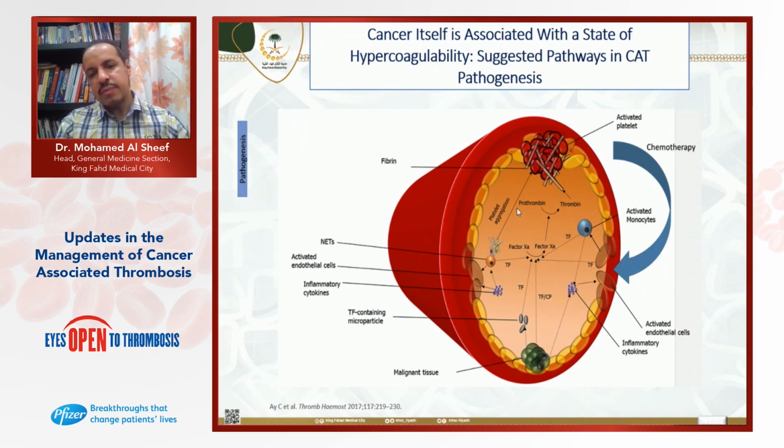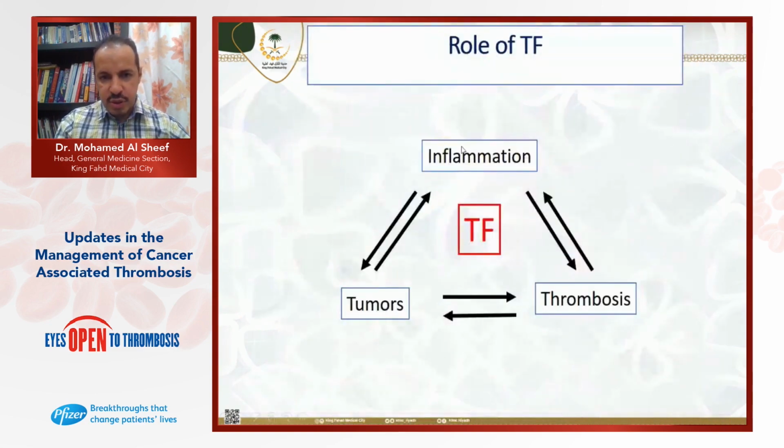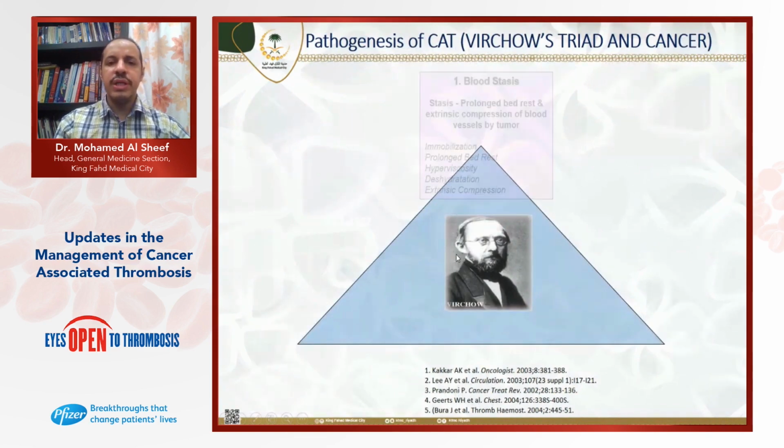The third arm is stasis. Usually these patients are hospitalized and undergo surgery, so they can have stasis. A very important factor to mention is that the indwelling venous catheter can cause endothelial damage. So as I mentioned, you have inflammation, thrombosis, and tumor, and to put it in a nice model, the Virchow triad.